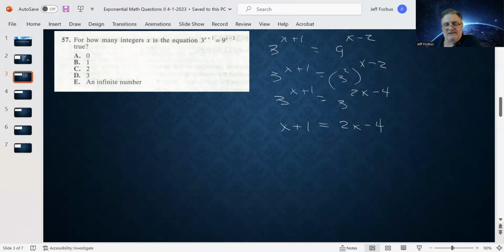Well, I'm going to subtract over an x and I'm going to add a 4 to the other side. So I'm going to get 4 plus 1 is equal to 2x minus x. 2x minus x is just x. 4 plus 1 is 5. Now, look at the question. How many integers x is the equation true for? Well, there's only one, and that's the integer number 5. So it's going to be answer choice B as in boy.